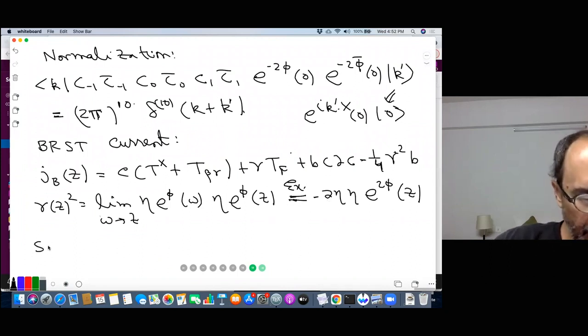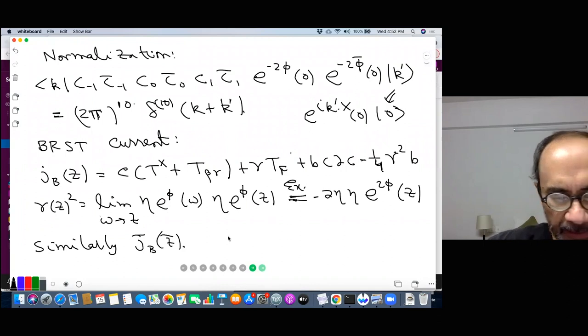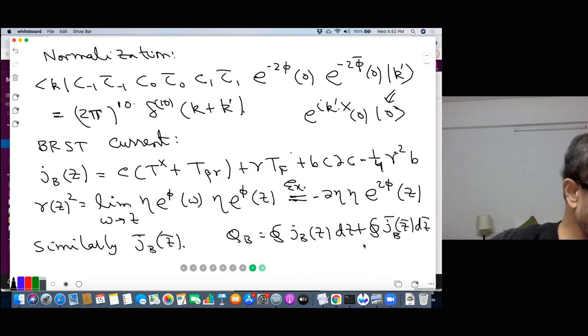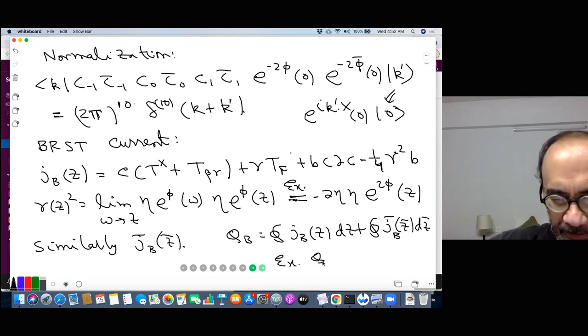So similarly, j̄_B. And Q_B, as before, will be the integral of j_B(z) dz plus the integral of j̄_B(z̄) dz̄. And again, exercise: this is going to be a complicated exercise to show that Q_B² is 0 for d equal to 10. Complicated but straightforward based on what I've told you.